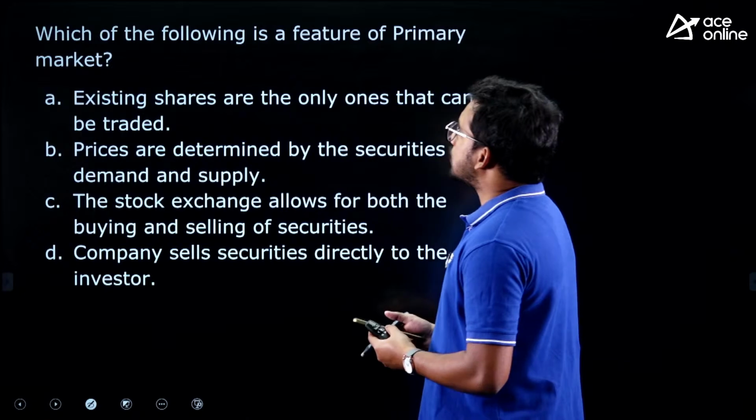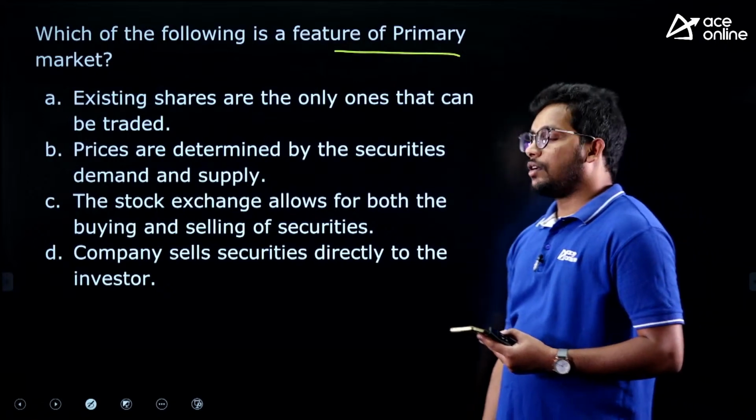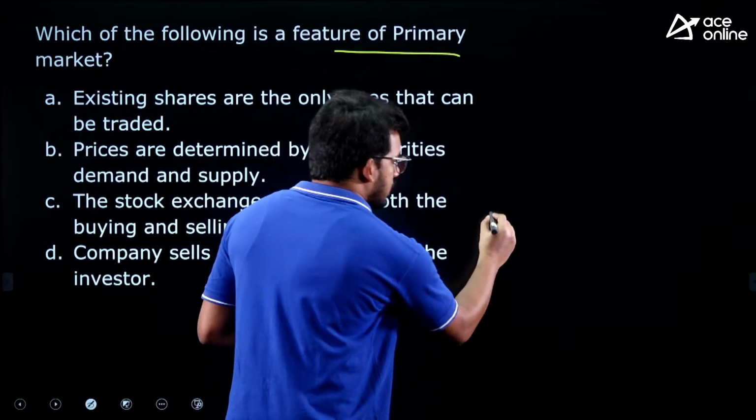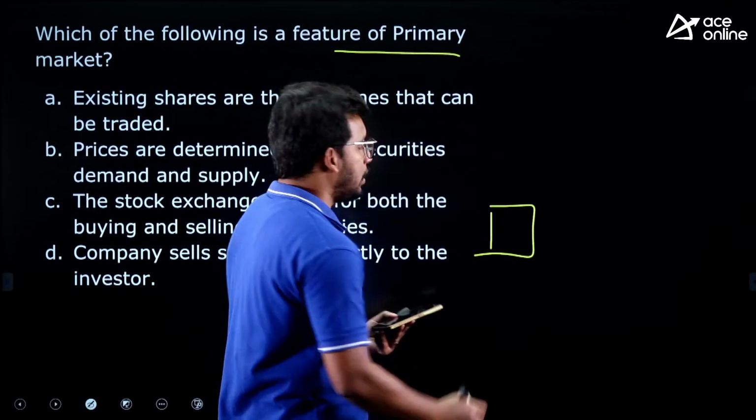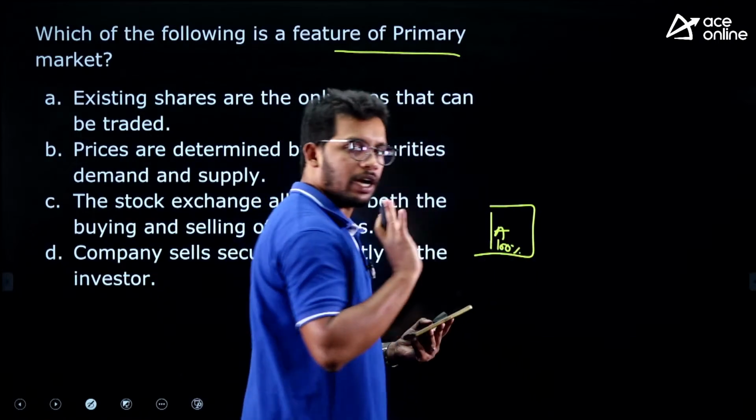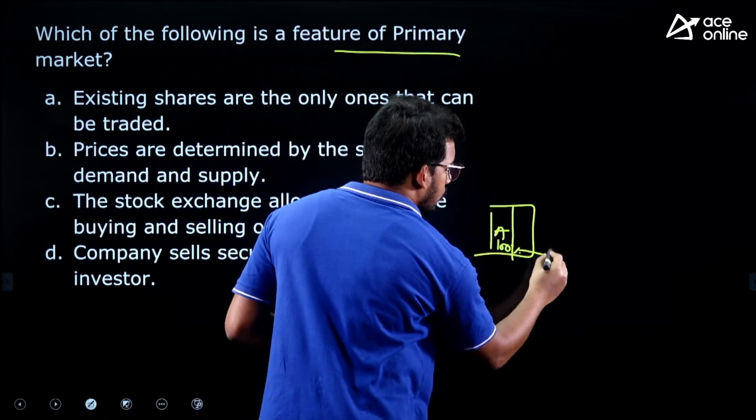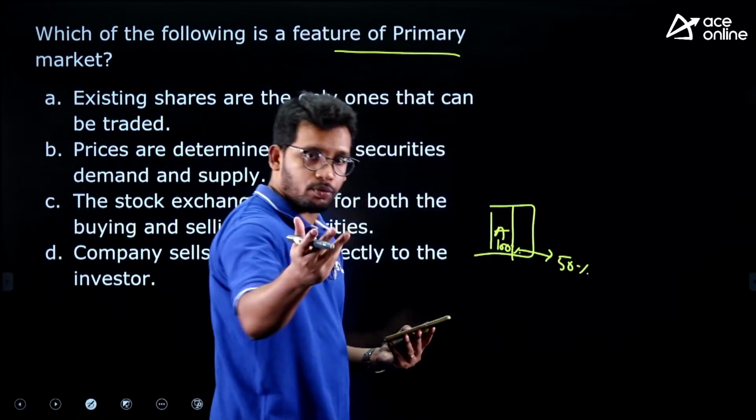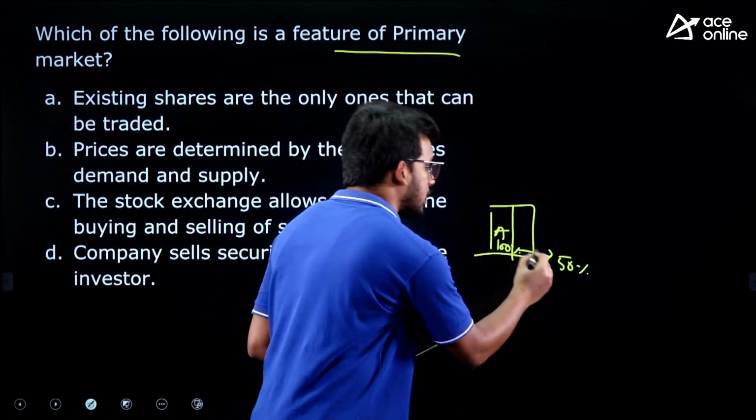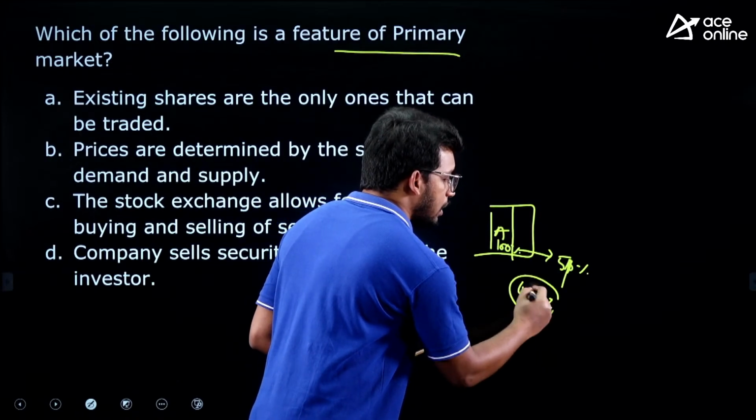Okay. Next one. Which of the following is a feature of the primary market? Understand, for example, I am having a company A and this is my 100%. I invested everything and I am having 100% of the shares. Now, because of stress, I want to give 49% of my ownership to the public. So 51% of the shares I have kept with me, and 49% I am releasing to the public.